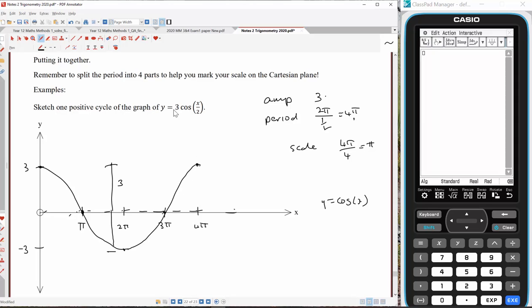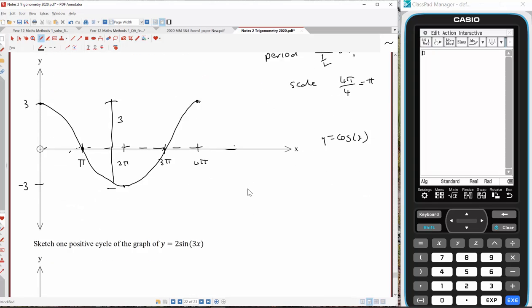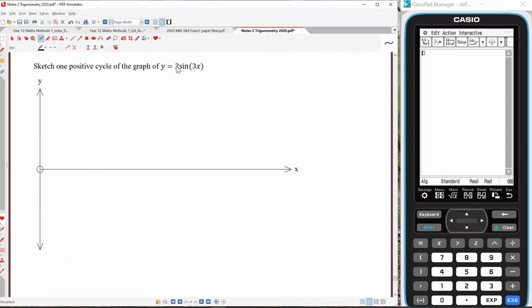It asks for one positive cycle only. If it asks for more, we would just continue it. All right, one positive cycle of this graph here. So let's note that our amplitude is equal to 2. Okay, that's that value there. So it means it's going to go up and down 2 units from the origin.